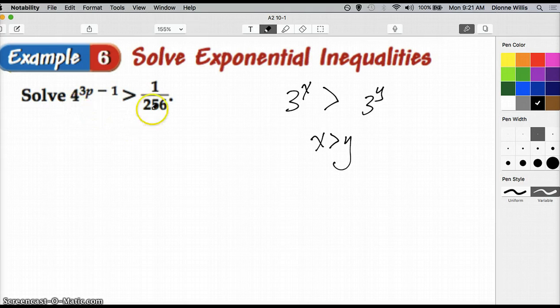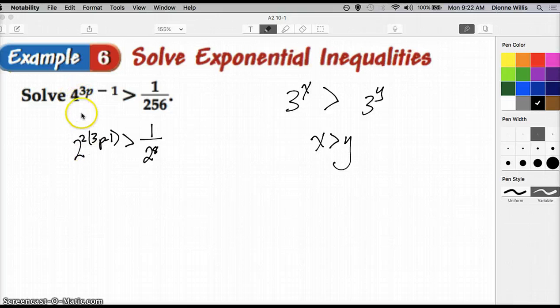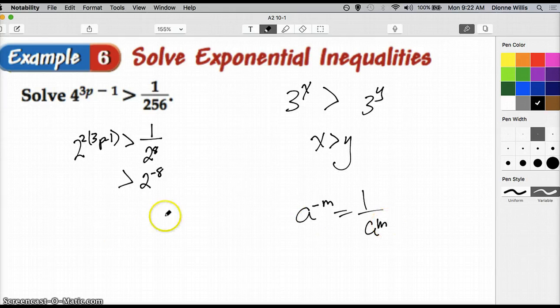All right, so again, we like to make things the same base. 256, I don't know if that rings any bells for you, but 256 definitely can be written as a base of 2, as can this 4. And so we write 2 to the second power raised to the 3p minus 1 for this particular part of the expression. And then we write this here. Well, you know what? I'm going to go a step further. I'm going to write this 2 to the negative 8th power, right? So that's reminiscent of the fact that a to the negative m power is equal to 1 over a to the m, and therefore 1 over 2 to the 8th is equal to 2 to the negative 8th.